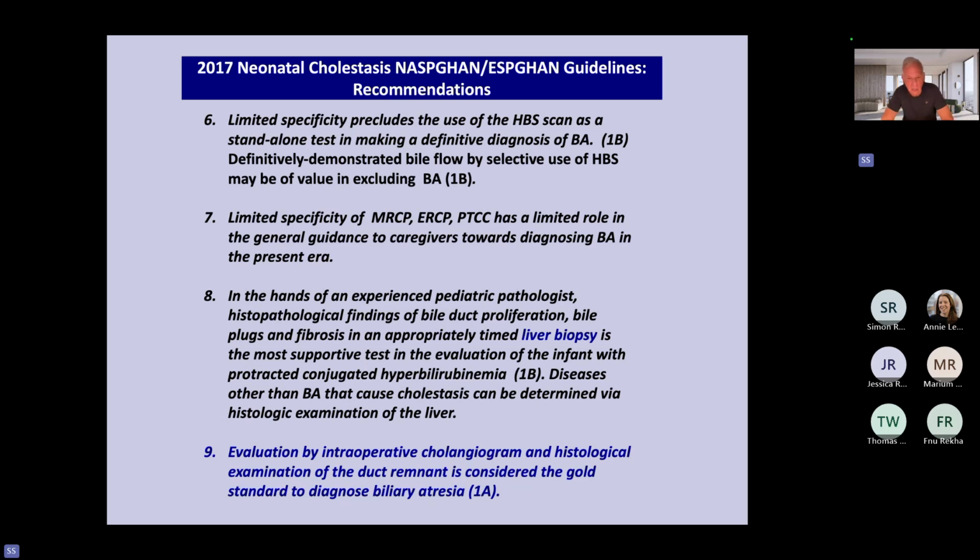And then we talked about the fact that an experienced pathologist should look at the liver biopsy. And if that biopsy suggests biliary atresia, then key to the diagnosis is the intraoperative cholangiogram and histologic examination of the ductular remnant. That remains the gold standard for the diagnosis of biliary atresia. And that ends part 1 of this series of talks on neonatal cholestasis.